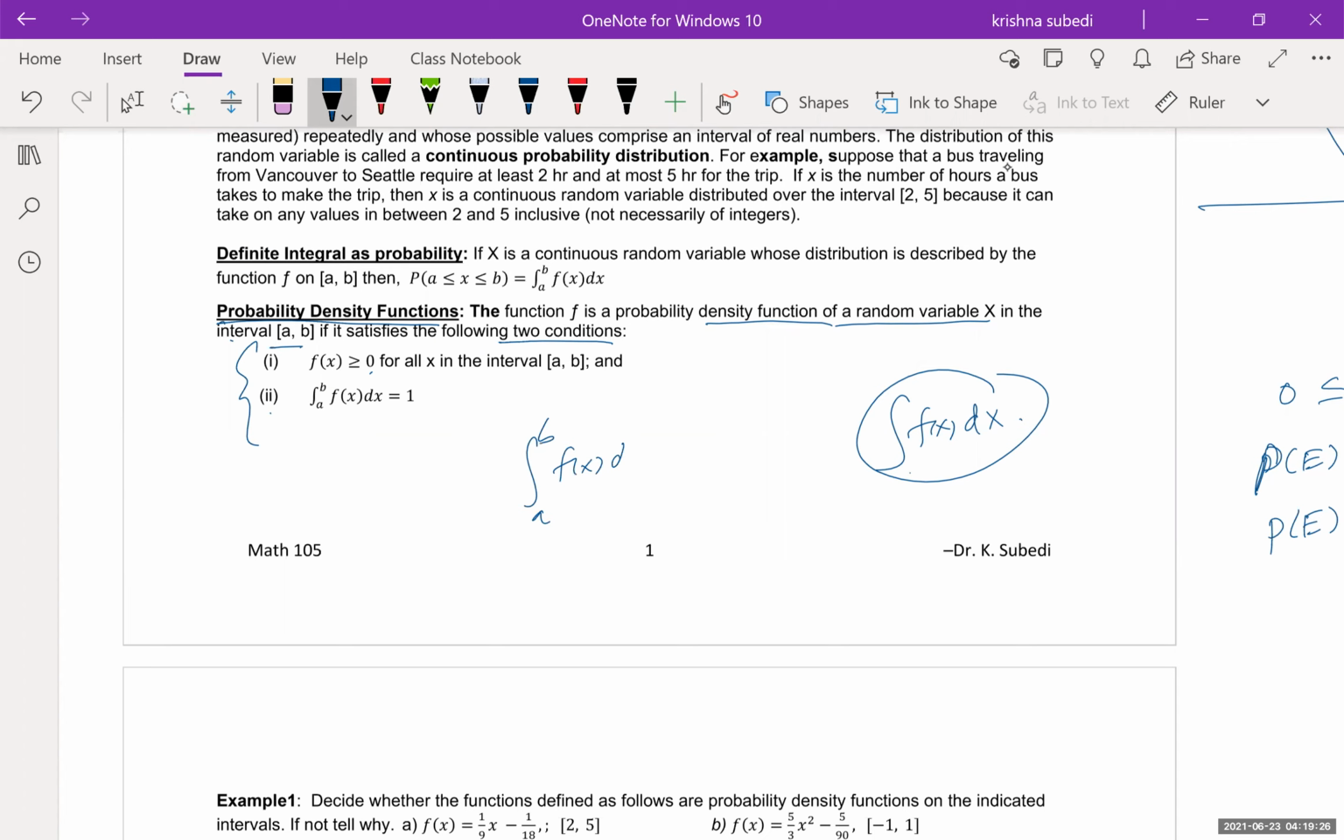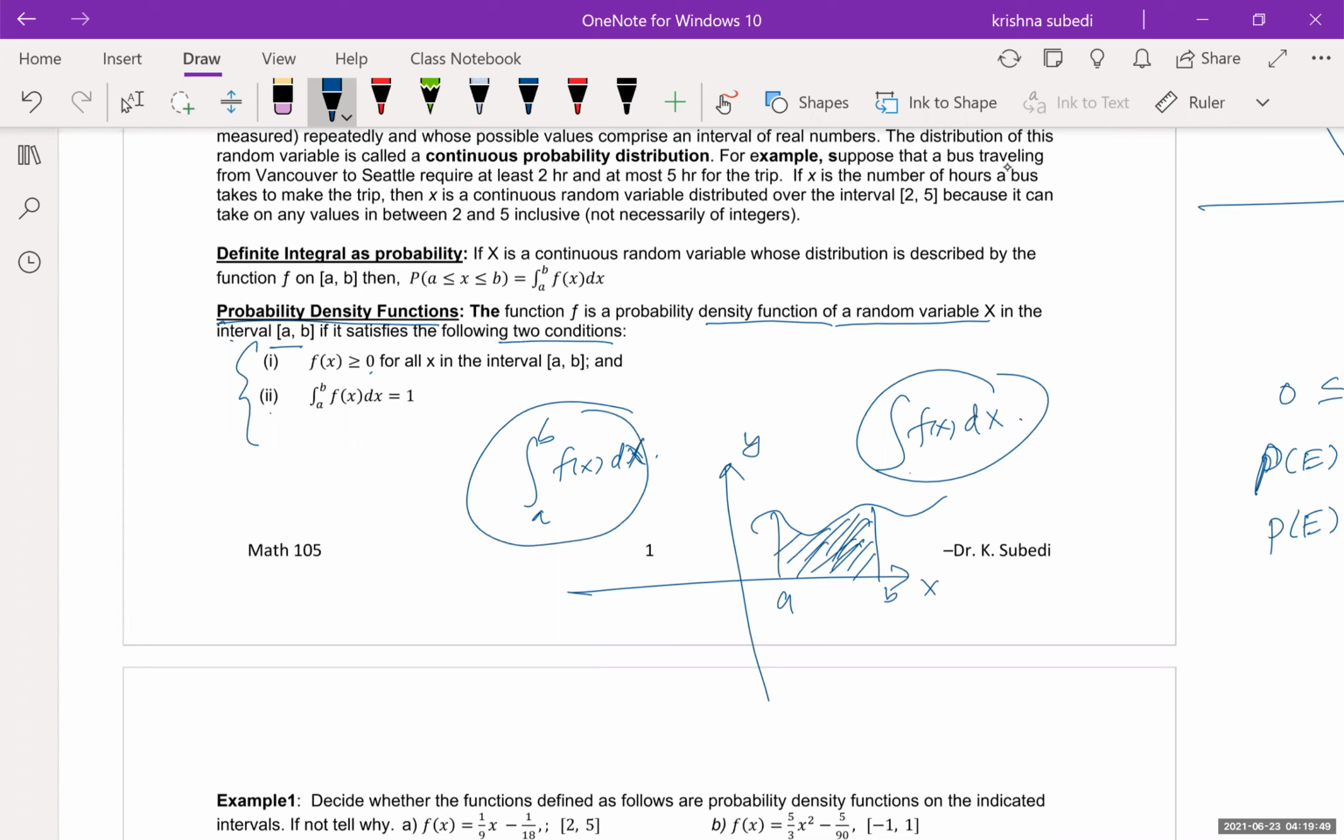Let's say f of x is here, and a is here, b is here. When I say the integral from a to b of f of x dx, I'm talking about this area. We defined that the definite integral represents the area under the curve within that interval. And then we discussed the double integral. In the case of the double integral, it gives us the volume.